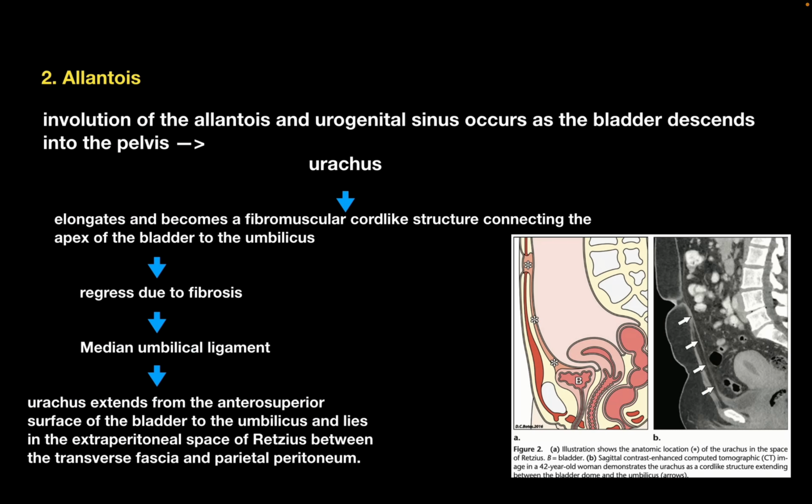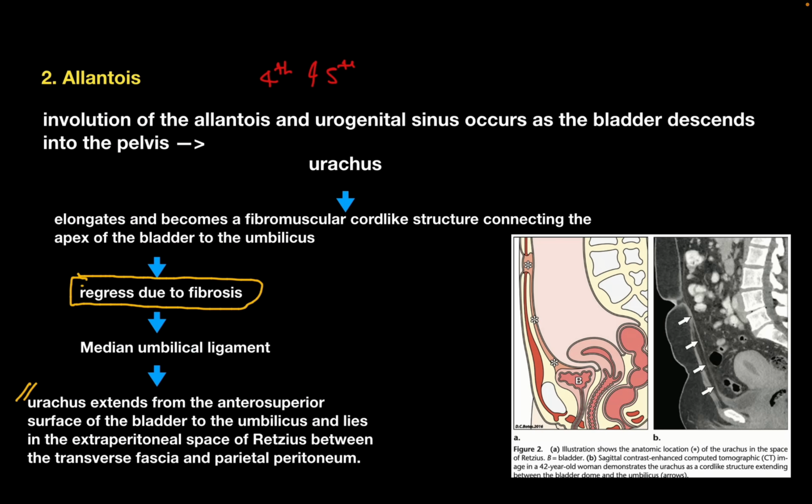Now, around the 4th to 5th gestational month, involution of the allantois and urogenital sinus occurs as the bladder descends into the pelvis, forming the urachus, which elongates and becomes a fibromuscular cord-like structure connecting the apex of the bladder to the umbilicus. Urachal remnants are present in almost 100% of infants at birth and regress due to fibrosis with age. This eventually becomes the median umbilical ligament.